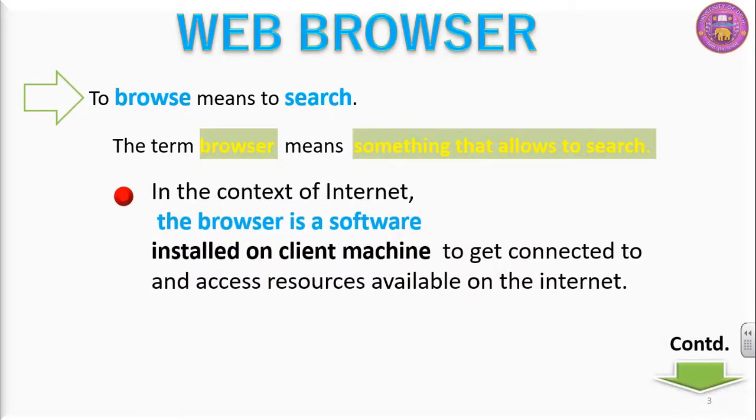In the context of the Internet, the browser is a software which is installed on a client machine to get connected to and to access resources available on the internet. It means a browser is a software installed on our computer, and that software allows us to have access to the internet resources or to get connected to the internet. This is the software which allows our computer to get connected to the internet and to have access to all resources which are available on the internet.